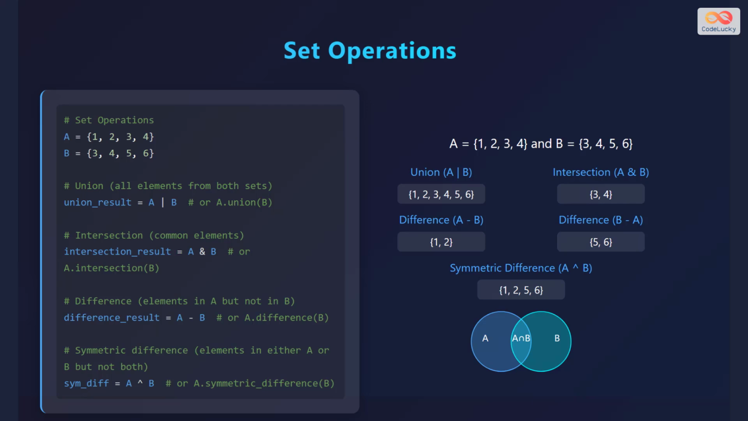Finally, the symmetric difference operation finds elements that are in either a or b, but not in both. You can perform a symmetric difference using the caret symbol, symdiff = a ^ b, or using the symmetric_difference method, a.symmetric_difference(b).